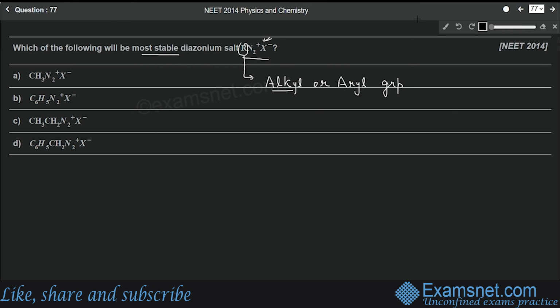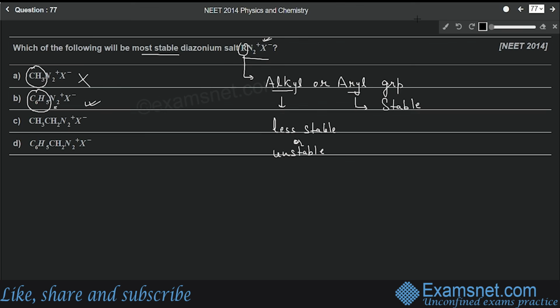Now here the common thing that we should know is that generally when it is an alkyl group then it is a less stable, or unstable, diazonium salt. Whereas if R is an aryl group then this is a very stable diazonium salt. Okay, so in the first option we can see that R is a methyl group, so this is not stable. In the second one we have R, a benzene, that means an aryl group, attached to nitrogen, so yes, this will be stable.